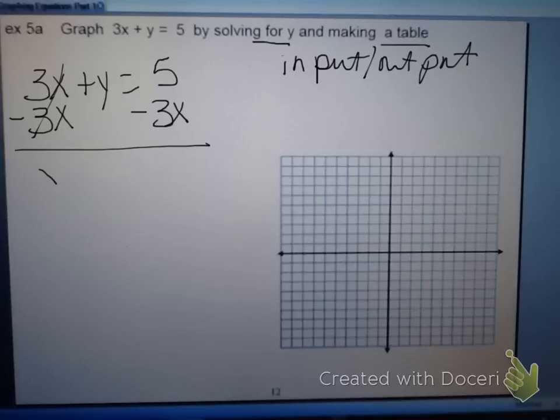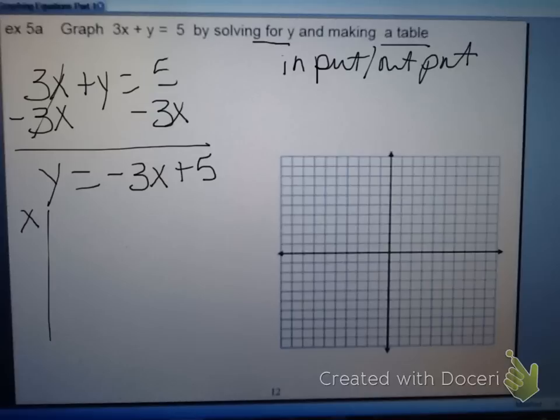y equals now 5 minus 3x is not 2x. This is a variable, this is a constant. You can either write it 5 minus 3x, or you can write negative 3x plus 5. I always want you to write your variable first. So I want you to write negative 3x plus 5. I will explain at a later date why, but always put your variable in front of your constant.